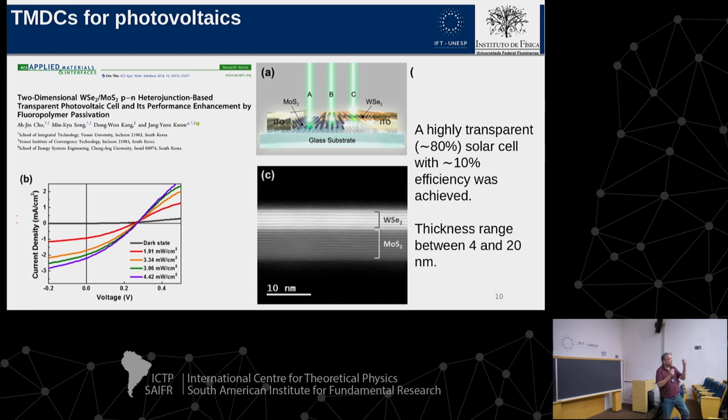Why? Because if you have just one layer, of course, the light absorption will be very bad. So you need to have several layers, not so few, in order to reach this kind of efficiency. Here in black, with no light, you see almost nothing when you measure current against voltage, but with light, the photovoltaic effect clearly appears, okay?